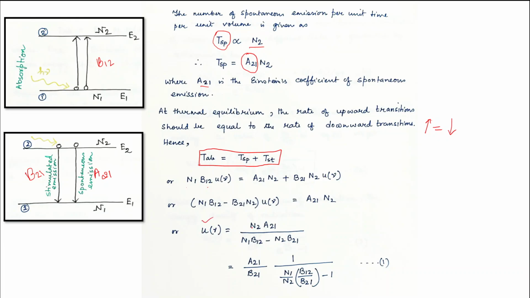Then we solve for U nu. We get U nu as A21 N2 divided by (N1 B12 minus N2 B21). Now this can be rearranged as A21 by B21, times 1 over ((N1 by N2) (B12 by B21) minus 1). So we have rearranged this in this special way for some reason, because we'll be comparing it with some equation that I will tell you later. So this equation we have numbered as equation number 1.